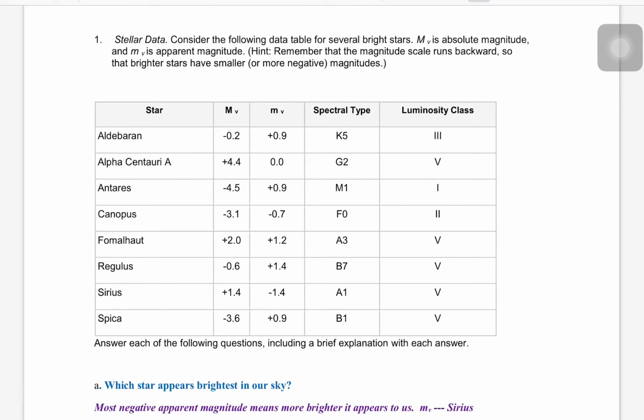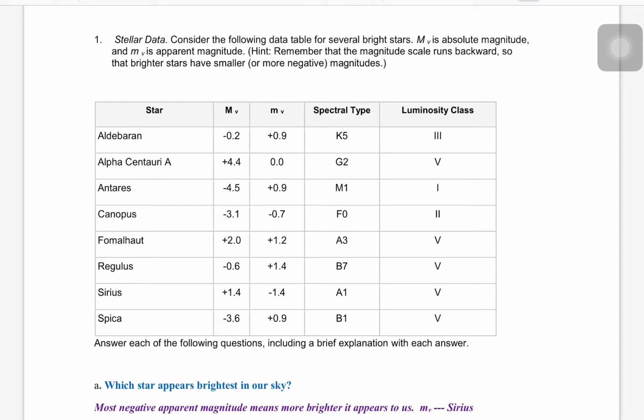And in addition, we can also determine the size of the stars. So let's look into the data and extract the information from this stellar data. Before jumping into this one, I would like to talk about what absolute magnitude, apparent magnitude, spectral types, and the luminosity class stand for. I'll just give you a brief introduction.